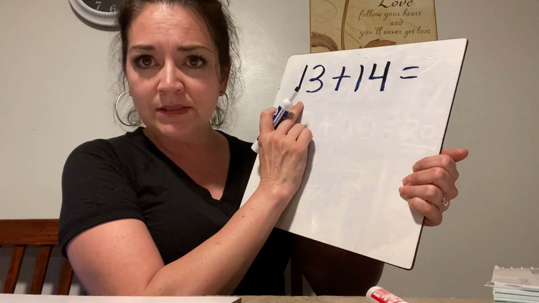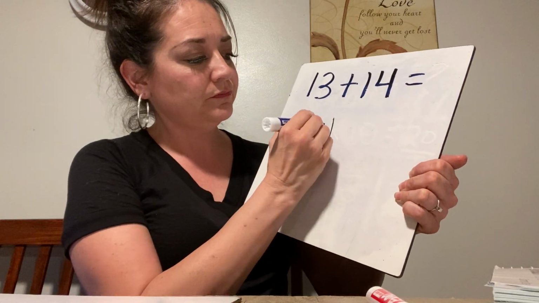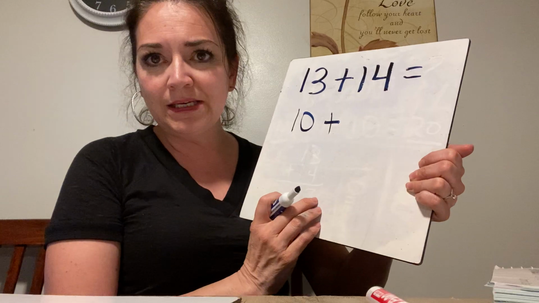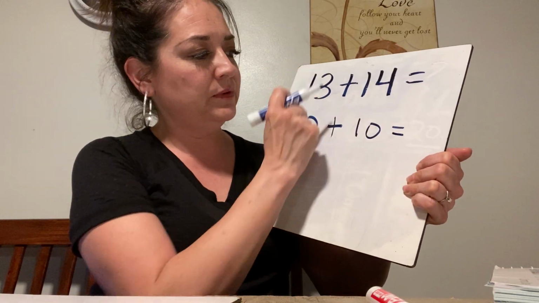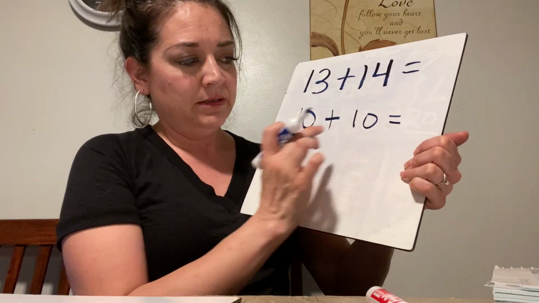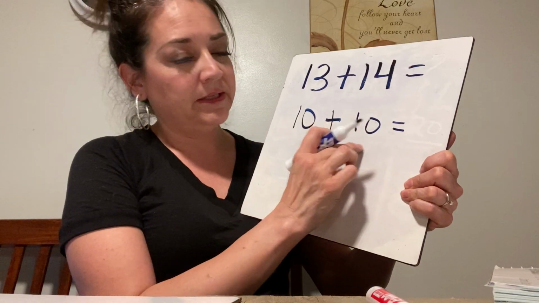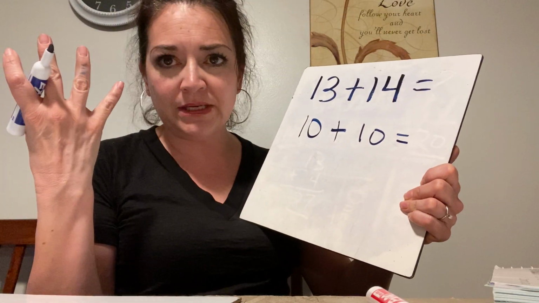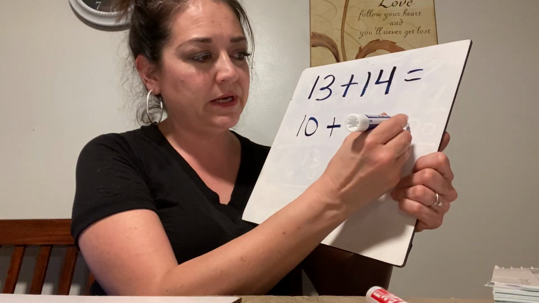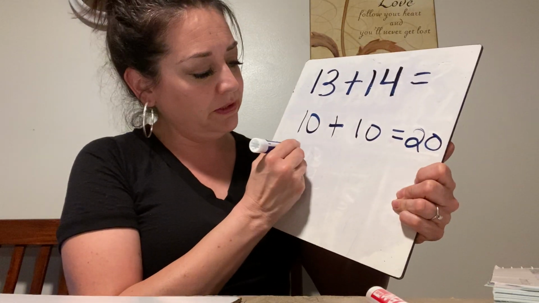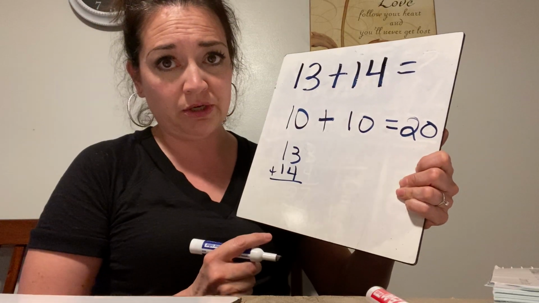So if I were to round this number, 13, it's closest to 10. This number, 14, is also closest to 10. So if I were to round these numbers to the closest tens place, we would round them to 10 and 10. So I know right off the bat, those are friendly, easy numbers. Mental math, 10 plus 10 is 20. Okay, so if I were really to add these two numbers up, let's see if we were close to that estimation of 20.